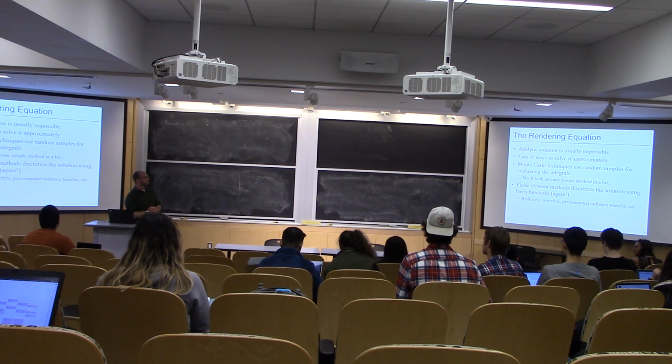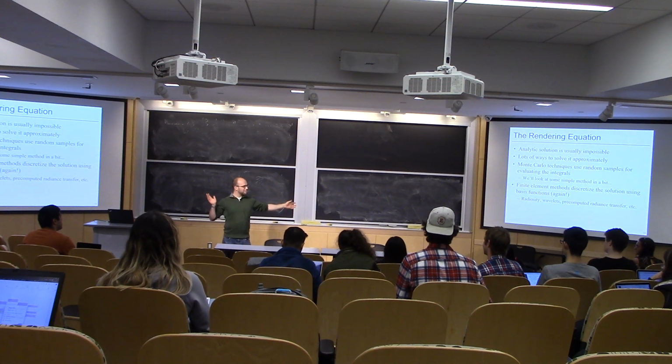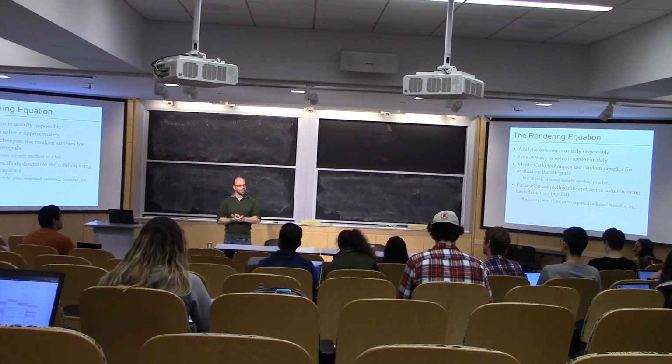Okay, and so there are a lot of different ways to solve these equations. We're mostly going to focus on Monte Carlo techniques. Monte Carlo is a place where gambling happens, right? So Monte Carlo algorithms randomly generate a bunch of rays, average stuff.